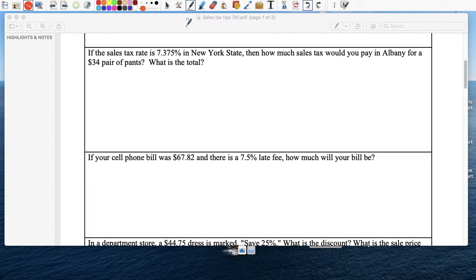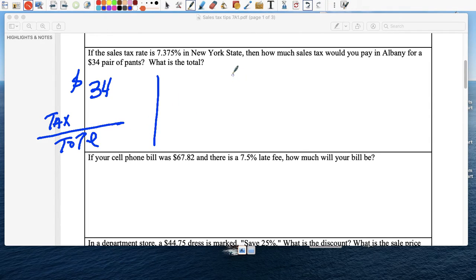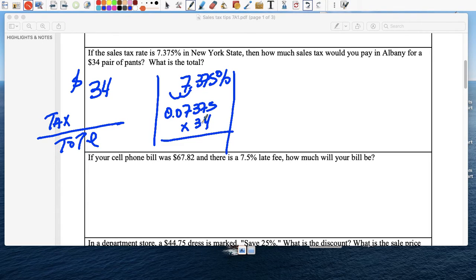What do we have here? So a pair of pants, $34. I have to pay tax on this and get a total, right? So my tax is 7.375%. Change that, move the decimal 2 over. I'm going to get 0.07375. Let's multiply that by 34, and that should give us how much we're going to pay in tax.